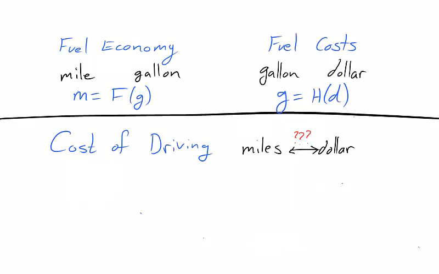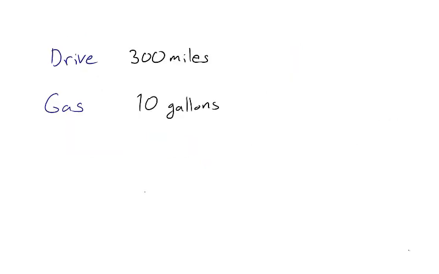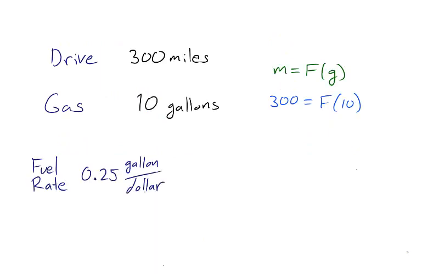How would we describe the cost of driving? That is, how do we connect the number of miles driven to the dollars spent? Your cost of driving depends upon your car's fuel economy and the fuel costs. Suppose I drive 300 miles on a 10-gallon tank. That is, 300 equals f of 10. And suppose where I happen to stop for gas was selling gas at $4 per gallon, or 0.25 gallons per dollar. That is, I spent $40, or 10 equals h of 40.